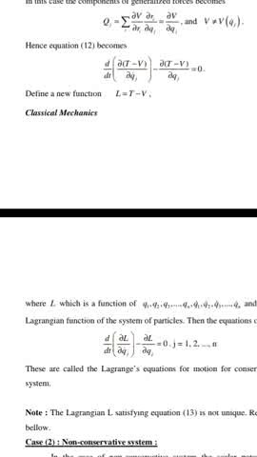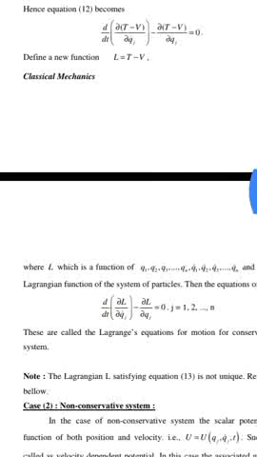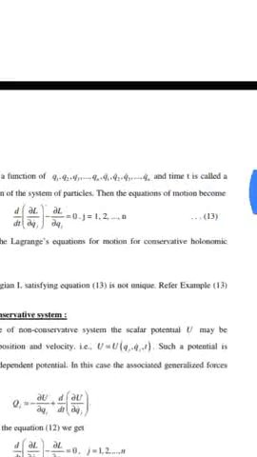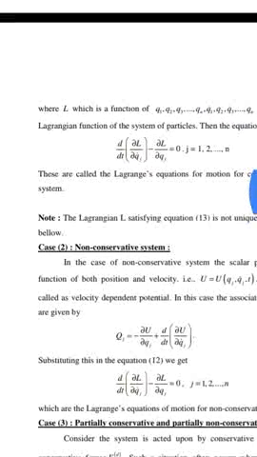Hence equation 12 becomes d by dt of del T by del qj dot minus del (T minus V) by del qj is equal to 0, but L is defined as L is equal to T minus V. Therefore, d by dt of del L by del qj dot minus del L by del qj is equal to 0 for j is equal to 1, 2, 3 up to n. These are called the Lagrange equations of motion for the conservative holonomic system.